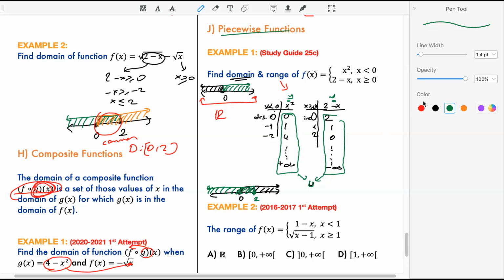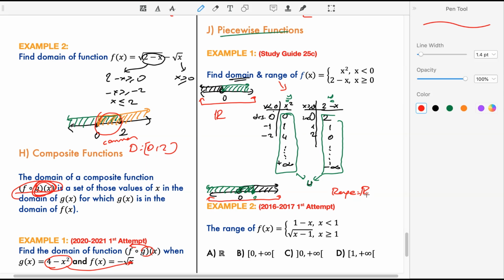So since we take the union, we take every number that's shaded. So is there any number is not shaded? There is no not shaded number. Every number is shaded. Left side of 0, between 0 and 2, right side of 0, everything is possible. So its range is also all real numbers. Domain is all real numbers. Range is also all real numbers.